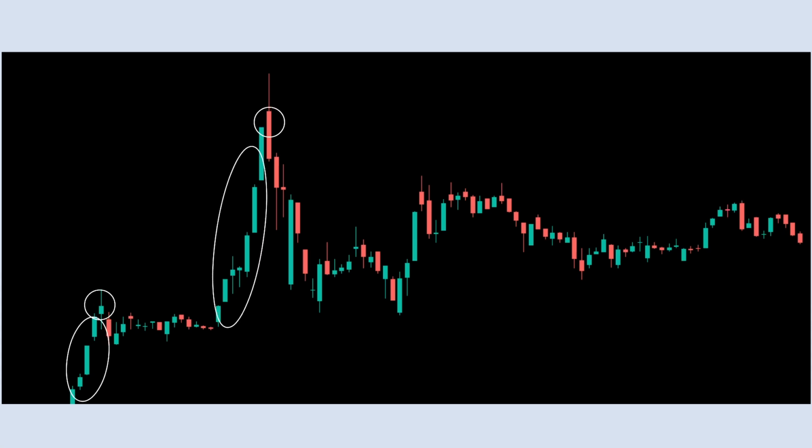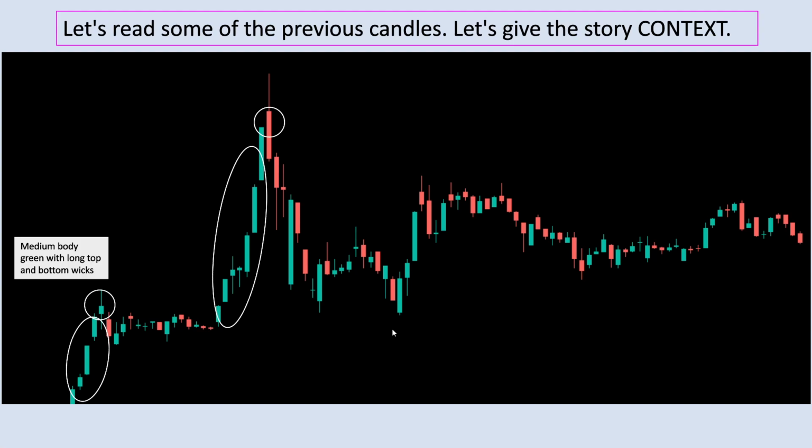Let's try it, okay? So we said this one was medium body green with a long top and bottom wick. The candles before are very strong green candles, right? The price moved very quickly in a short amount of time. This is a daily chart, by the way, but it doesn't actually matter, right? You can use these chart reading skills on any time frame.